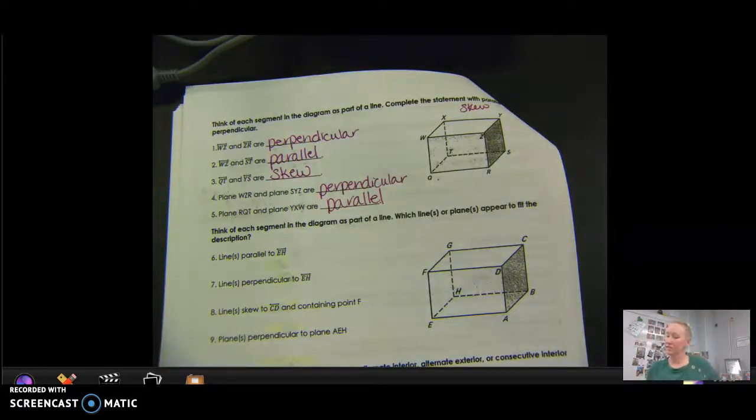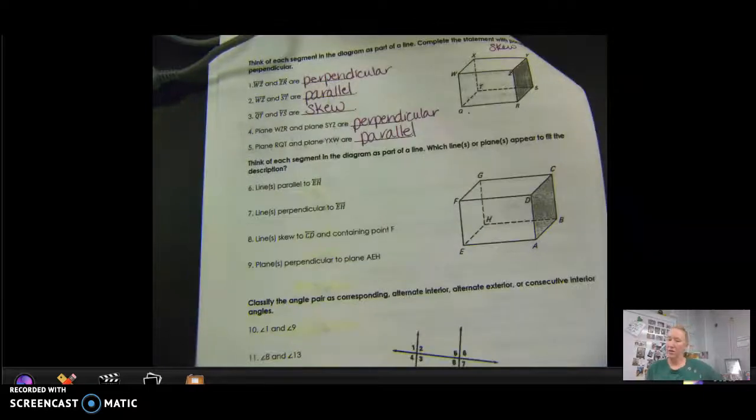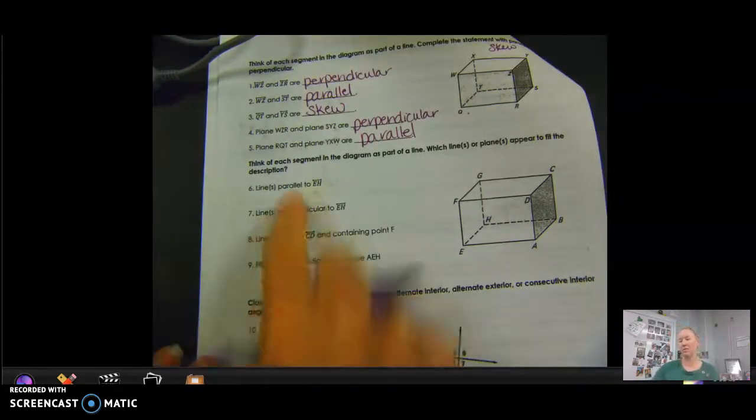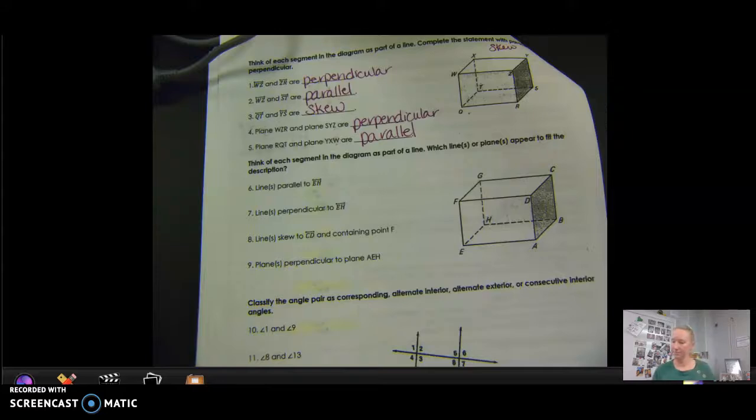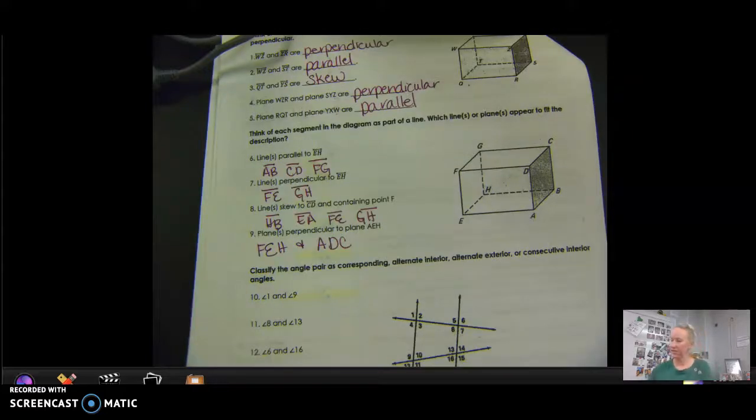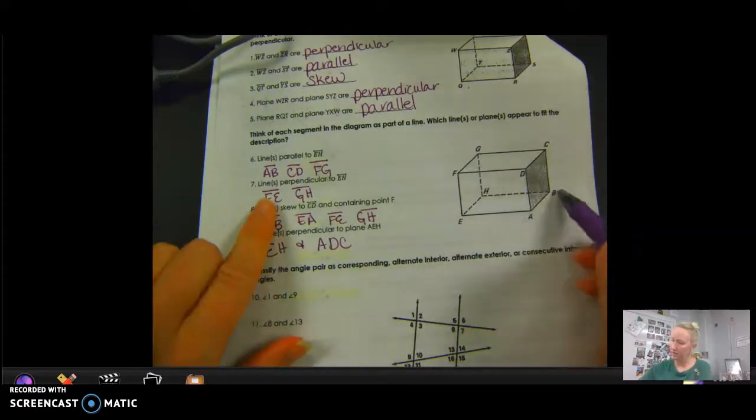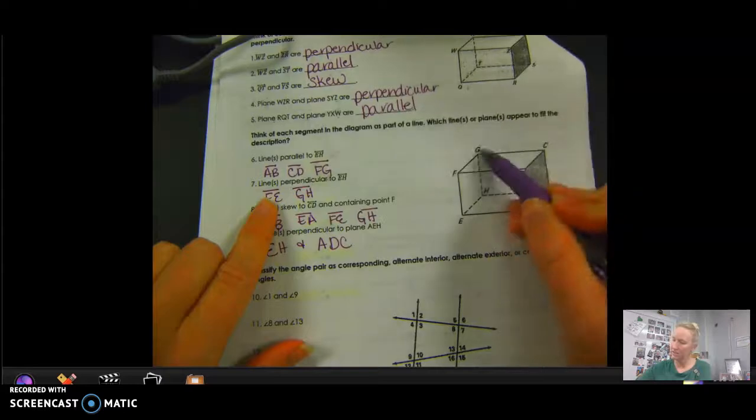Which lines or planes appear to fit the description? We need all the lines that are parallel to EH. So I'm going to pause, and I want you to pause, and try to fill all this out. Okay, lines parallel to EH. EH is down here. So AB would be CD and FG.